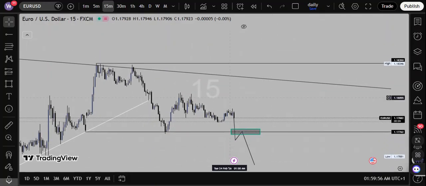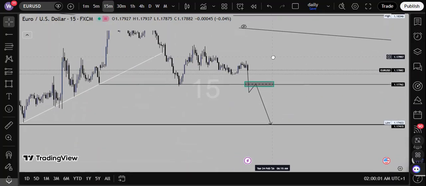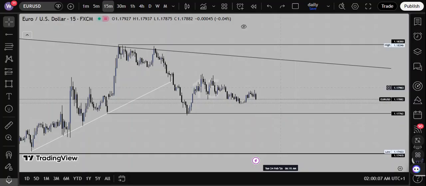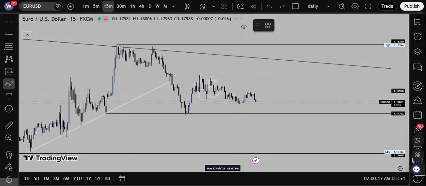Possibility number two is price can as well take out. If you want to take a screenshot of this, kindly do that now. So I'm taking it out. So price can as well do this, and price can as well do this.